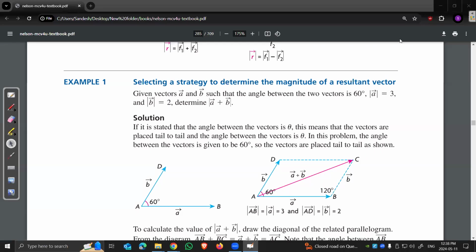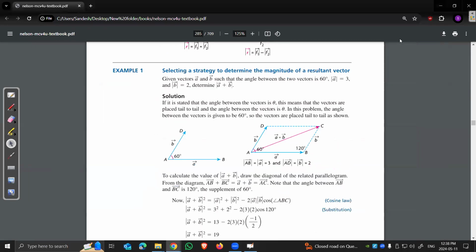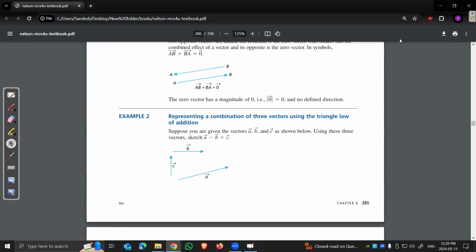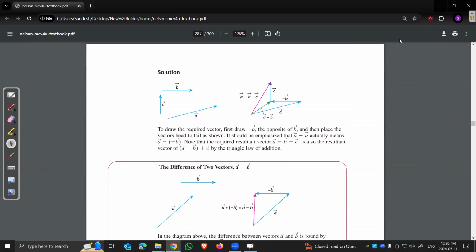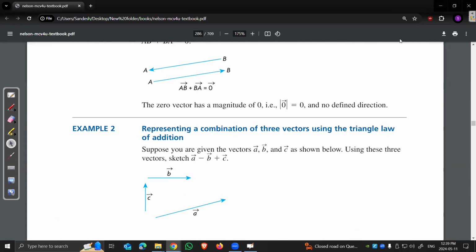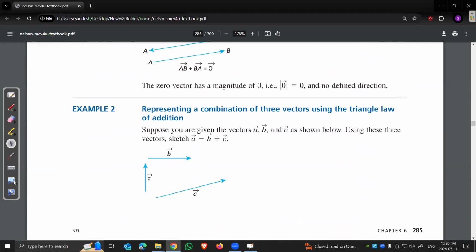So adding and subtracting vectors, you need to turn them into parallelograms and use the cosine law. Cannot use sine law because you will not have a pair. Cannot use SOHCAHTOA because there are no right angles.